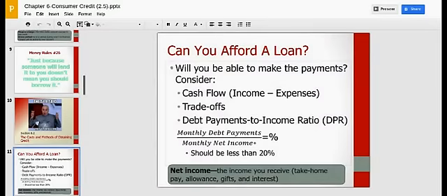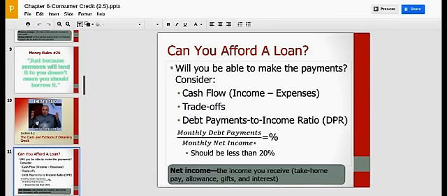First, you need to ask yourself, well, can you afford a loan? And a loan is where you borrow money and you must repay. And usually, as we said before, the cost of credit or the cost to borrow money is interest. All right. You've got to ask, will you be able to make the payments?